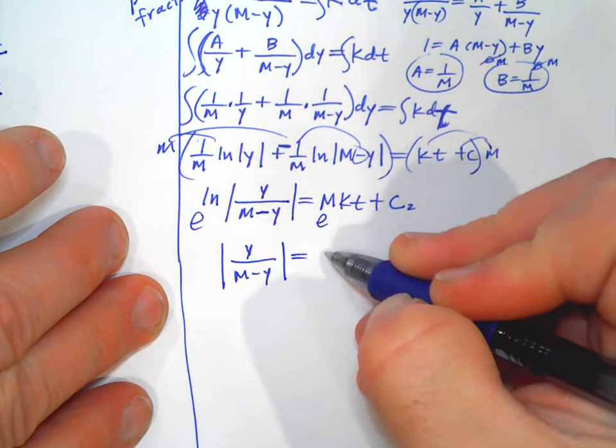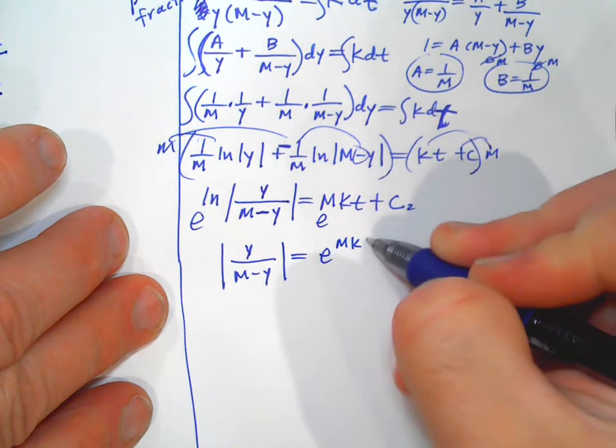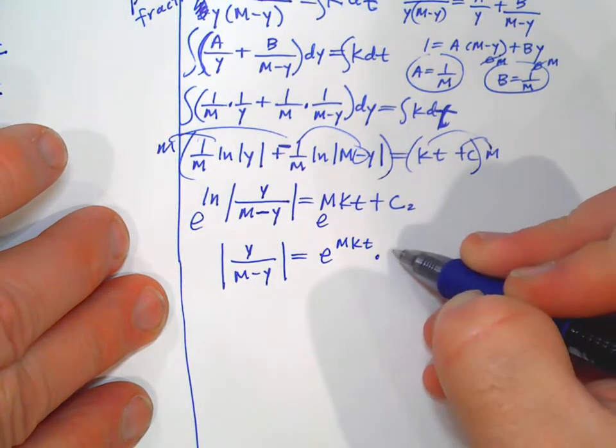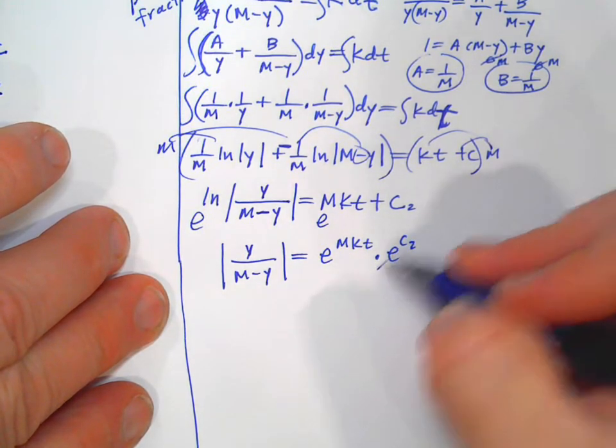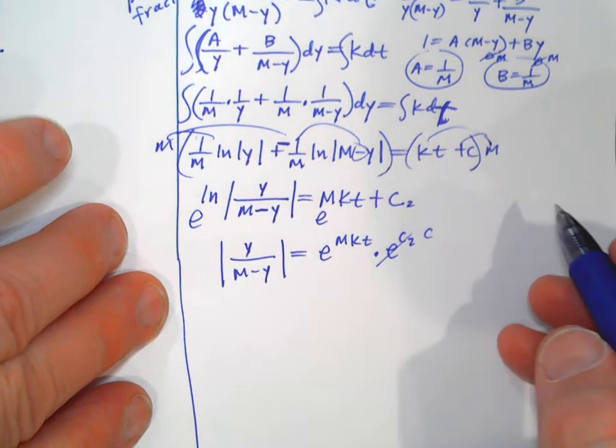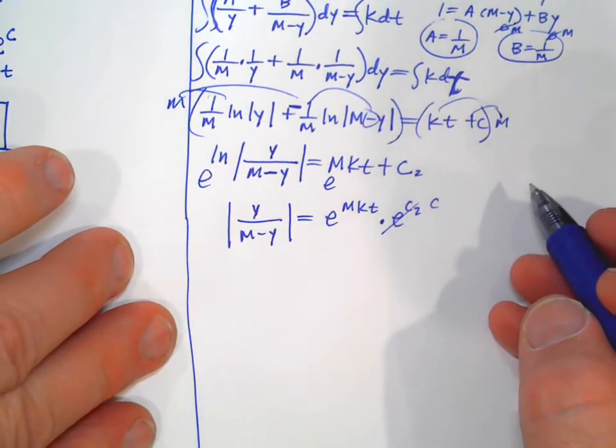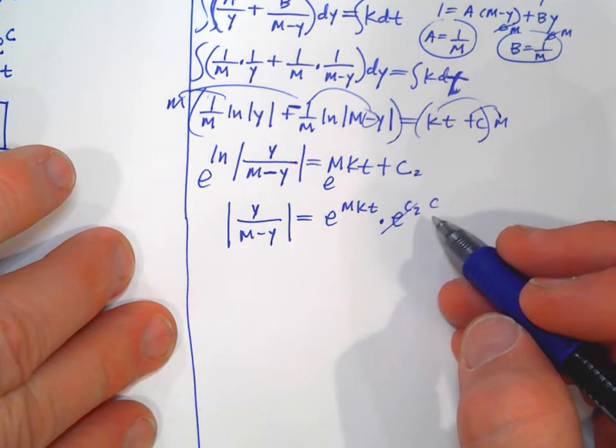And I'm going to use rules of exponents to say, okay, well, this is e to the mkt times e to the c sub 2. And this, again, is just some new constant. You can call it c sub 3 if you want. If it really bugs you, but I'm just going to replace it with the c just to simplify things.